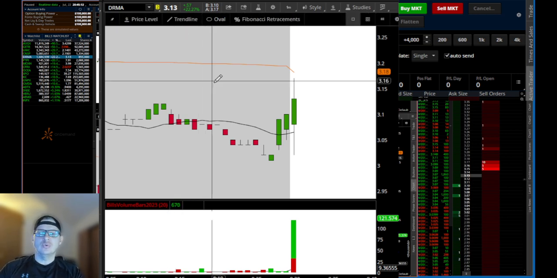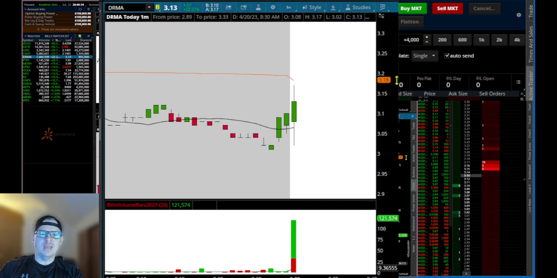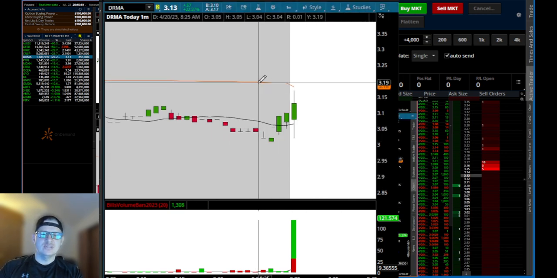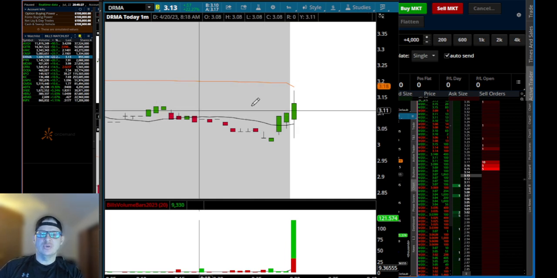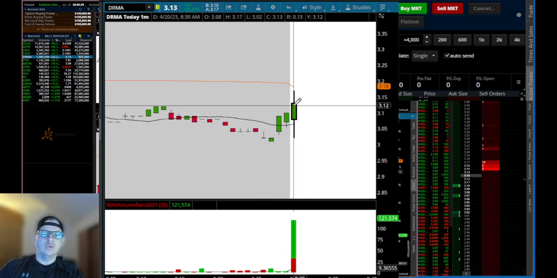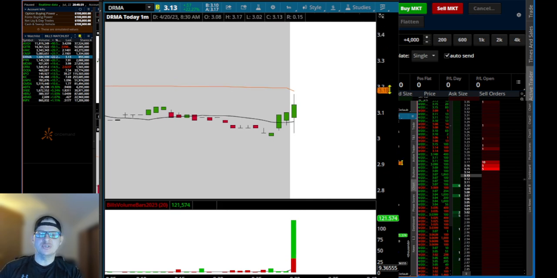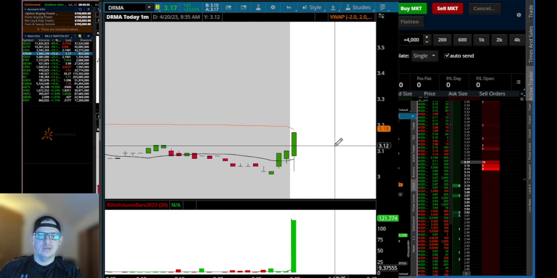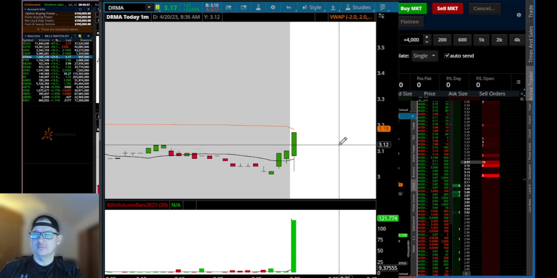All right, so let's go ahead and watch DRMA, and the important level here is this orange line, which is volume weighted average. Typically I will not trade anything unless it's above this orange line, but in this case we know it's the market open. We could have a good push above this level here, so we're going to keep an eye on it.